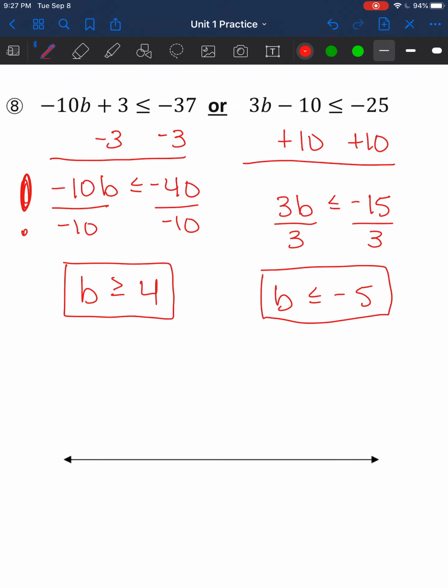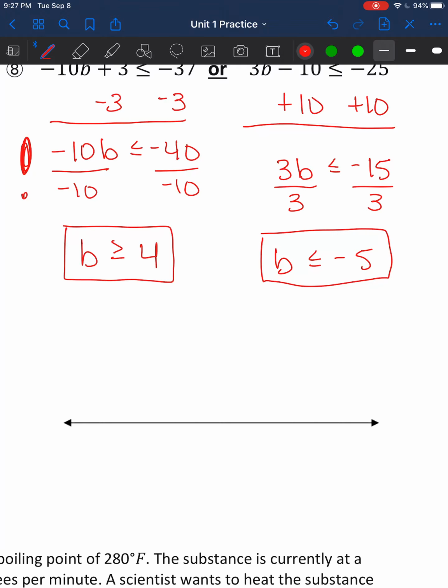So let's read what these say. The left one says b is greater than or equal to 4. So I need to make sure I have 4, and I'm going to be greater than or equal to that 4. Let's say that 0 is going to be here. The other inequality says that b is less than or equal to -5, which is about right here.